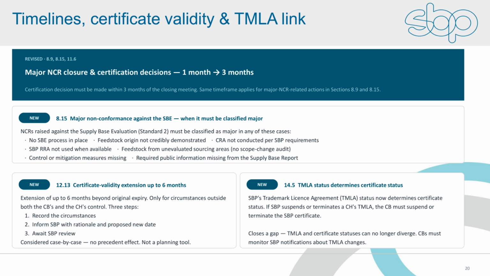12.13 introduces a certificate validity extension of up to 6 months beyond the original expiry, only for circumstances outside both the CB's and the CH's control. 3 steps. Record the circumstances, inform SBP with rationale and a proposed new date, and await SBP review. This is considered case by case, has no precedent effect, and is not a planning tool. And 14.5 introduces a TMLA link. The status of the trademark license agreement now propagates to the certificate.